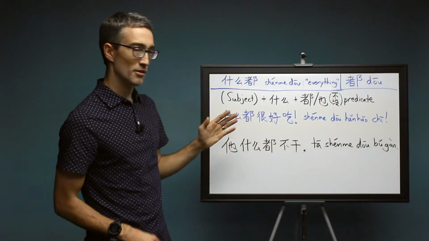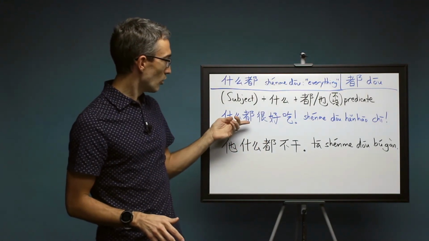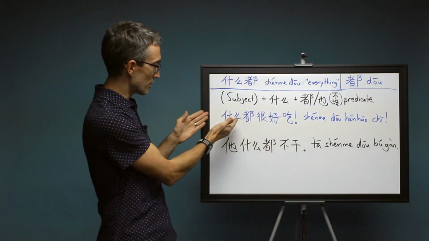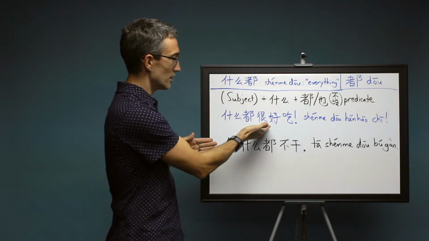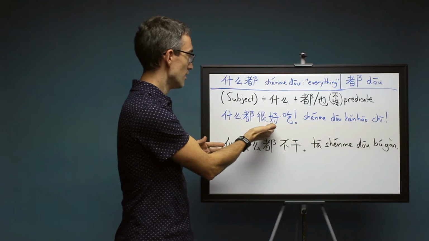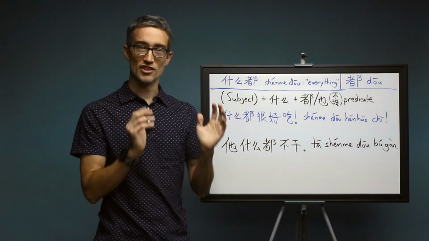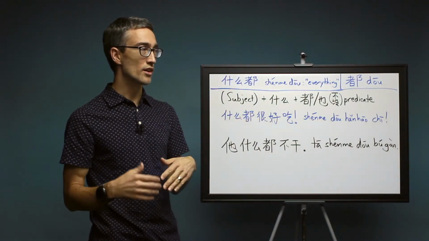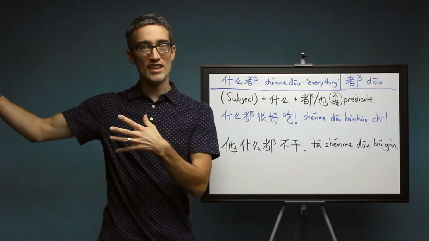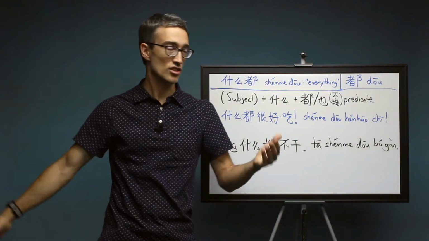All right, here's an example to hopefully show you how this works. 什么都很好吃. So here there's no subject. 什么 what? 都 all. 很好吃 delicious, very delicious, very good to eat. So everything is delicious. That's what this means. Everything is delicious, or everything was delicious, or it could be that everything in that restaurant, that's what it means in context. Everything in that restaurant is delicious.